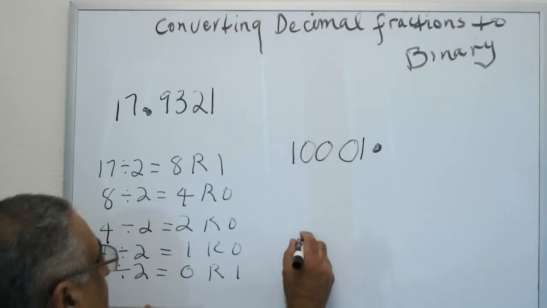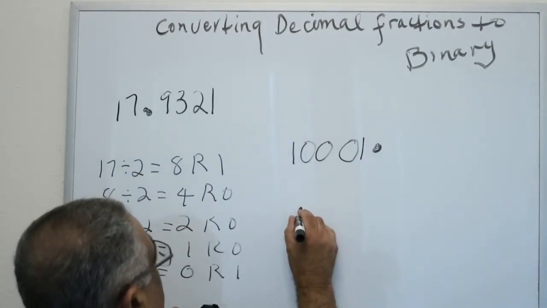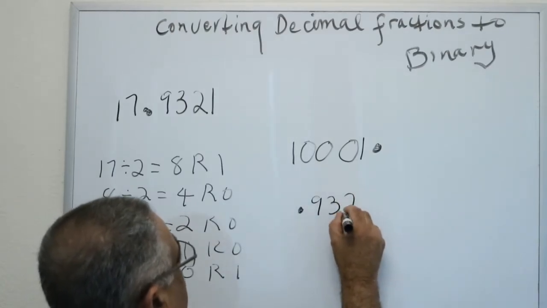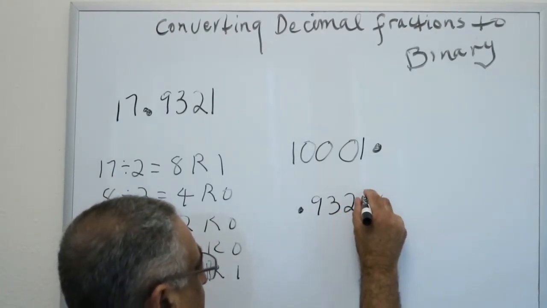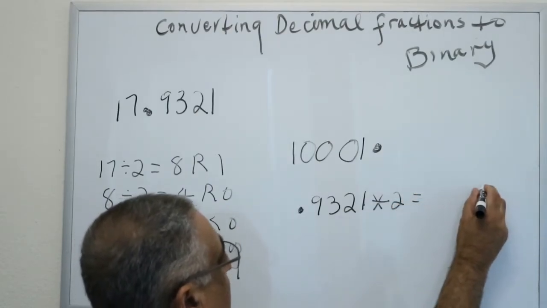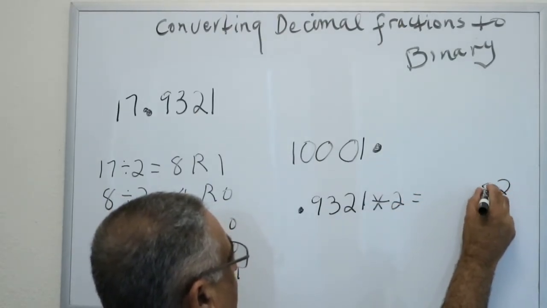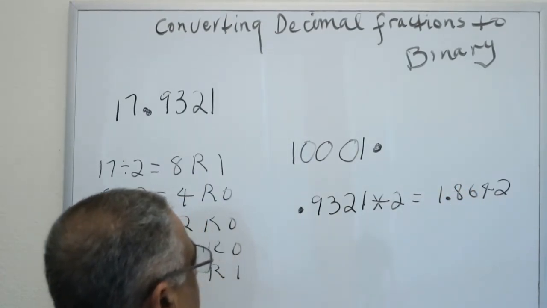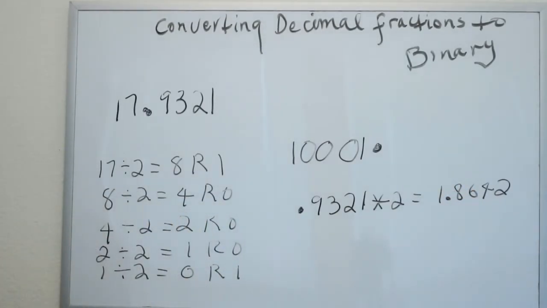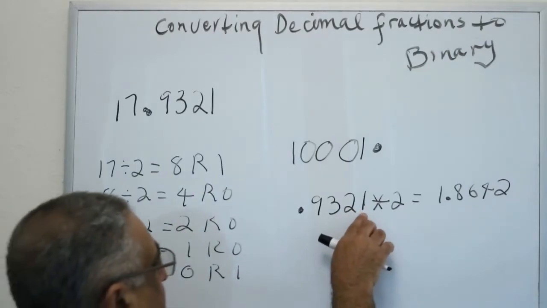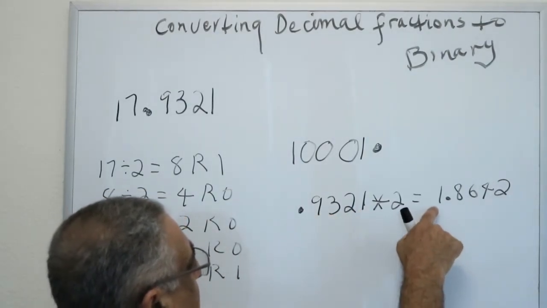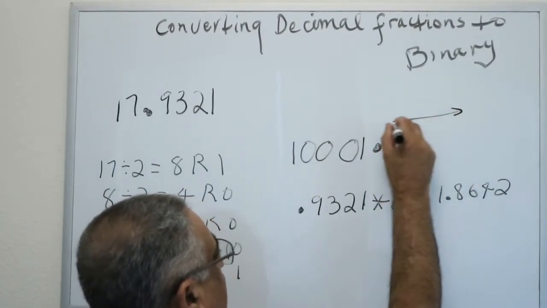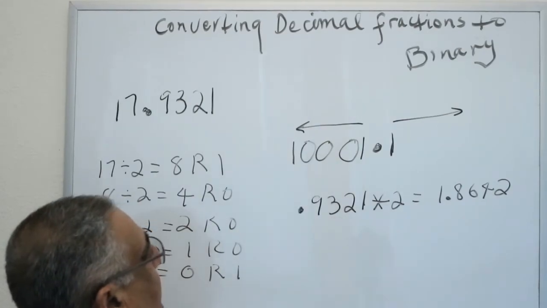How about the next digits? So I'm going to go to 5 decimal precision. So I'm going to take 0.9321. I'm going to multiply it by 2. So this becomes 2, 4, 6, 8. So that's 1.8642. So take this 1, goes right here. On the decimal part it goes this way, on the whole number it goes that way.